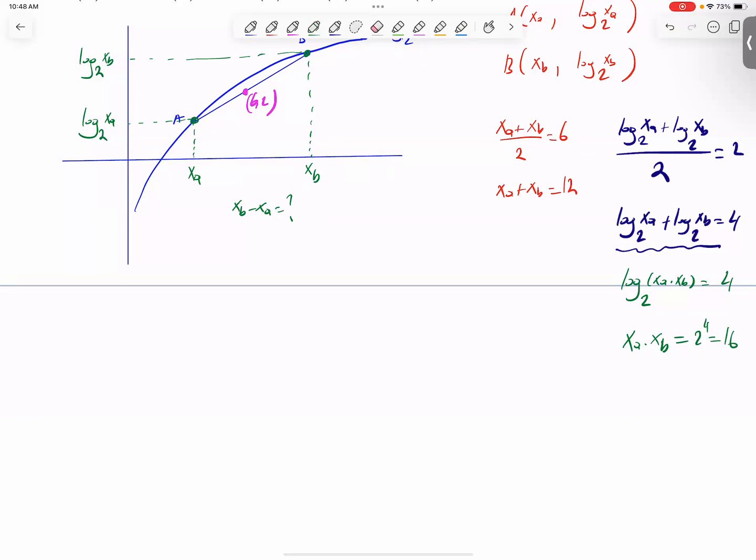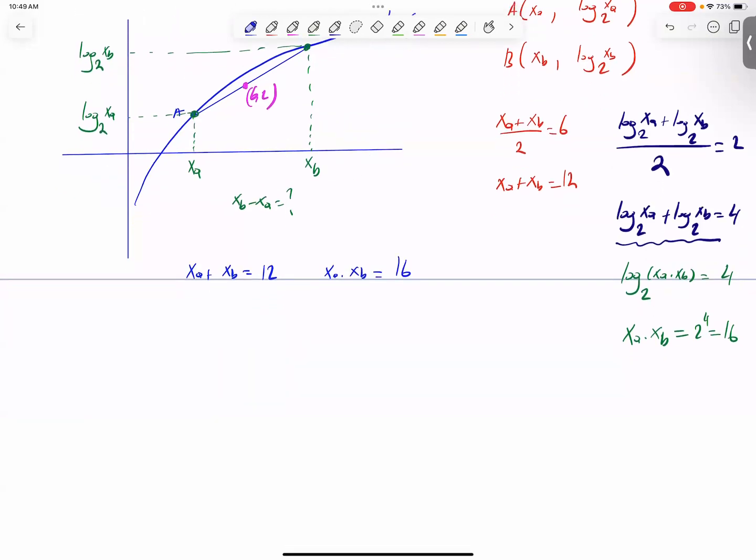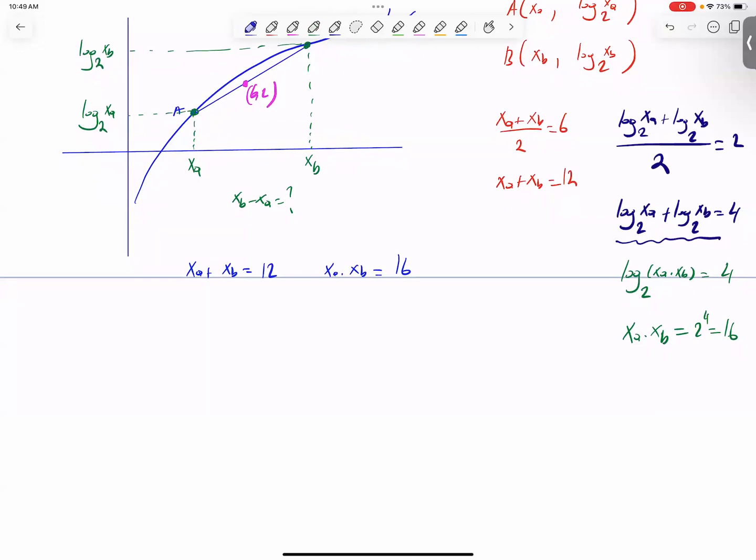Now we have the sum of the x coordinates, xa plus xb, is equal to 12. Also, we have the product xa times xb is equal to 16. Now we can form a quadratic equation. The sum of the roots is 12. The product is 16. Let's form a quadratic equation, x squared, the sum is 12, so it has to be negative 12x, plus the product 16, is equal to 0. And let's find the roots of this equation. Roots of this equation are xa and xb. The bigger one is xb.